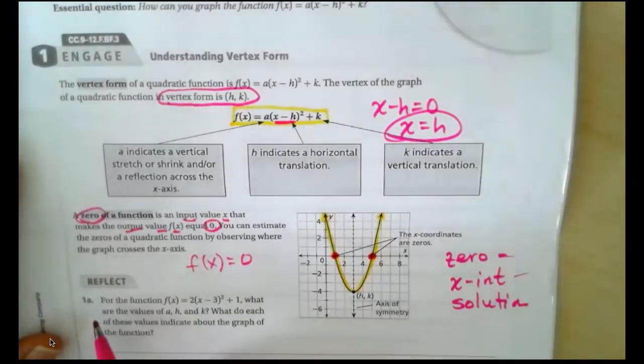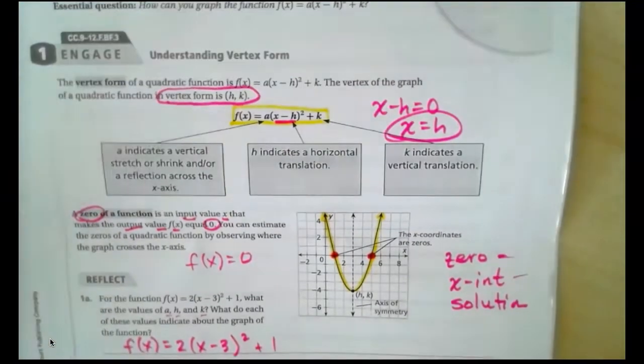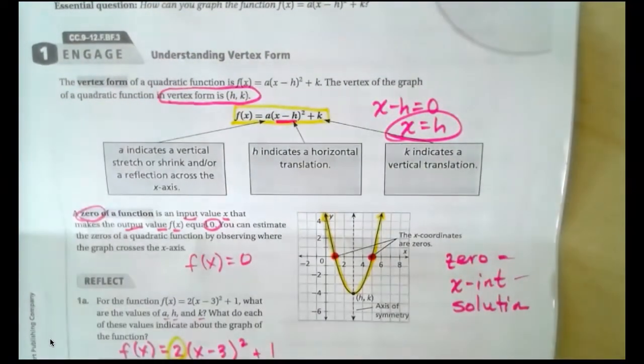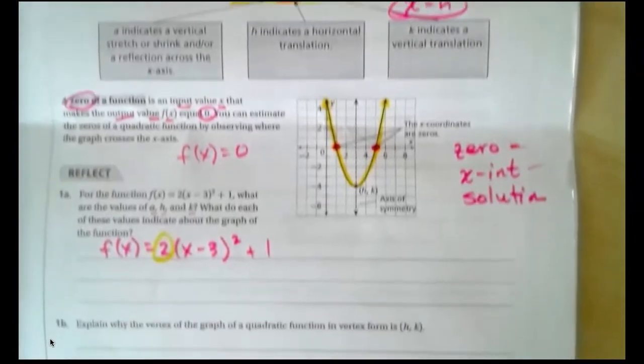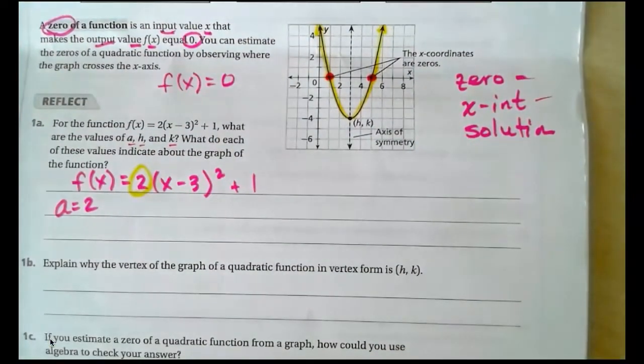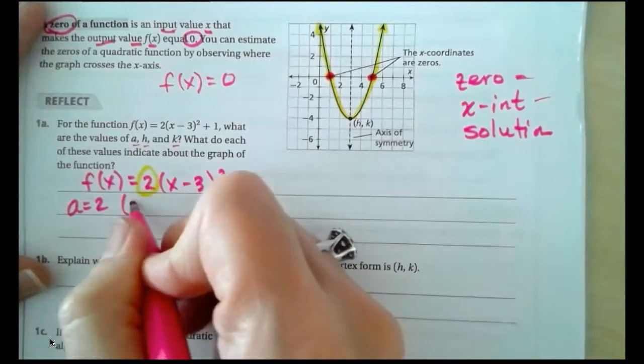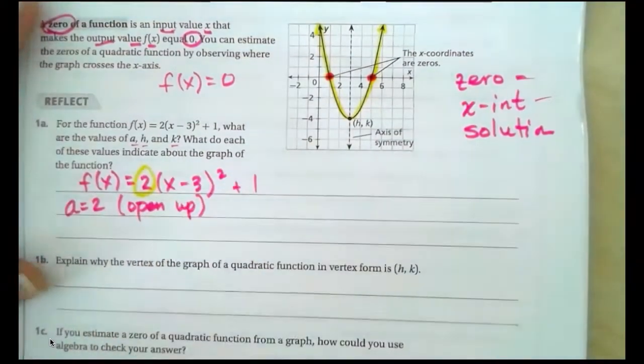Let's look at 1a. For the function f of x equals 2 times the quantity x minus 3, squared, plus 1, what are the values of a, h, and k? Well, let's write it again. So f of x equals 2 times the quantity x minus 3, squared, plus 1. So our a value is right up front. The a value is a positive 2. And if a equals positive 2, we know that we are going to have a vertical stretch, like you learned about in chapter 1. And since a is positive, we know that this parabola is going to open upwards.